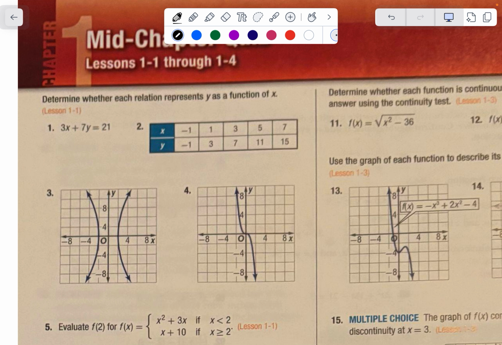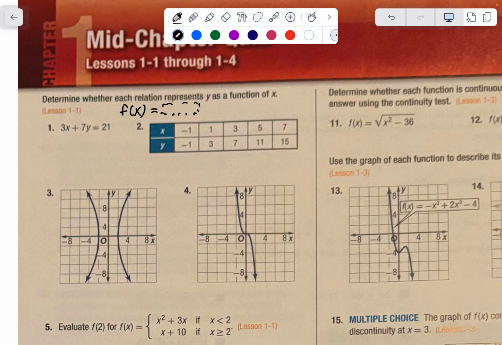Now, the first thing says, determine whether each relation represents y as a function of x. Okay? So what are functions? If you can get it to look like f of x equals all of the x's, that's a function. If the x's are only paired up once. If I plug in an x and I only ever am going to get one thing out, that's a function.